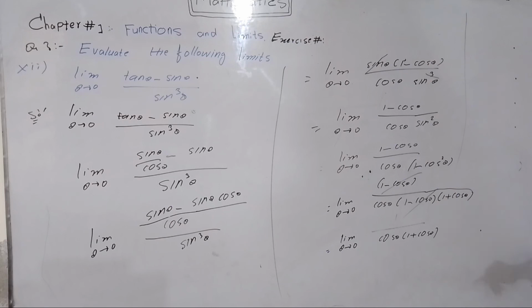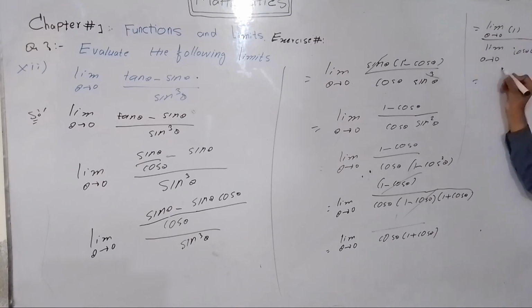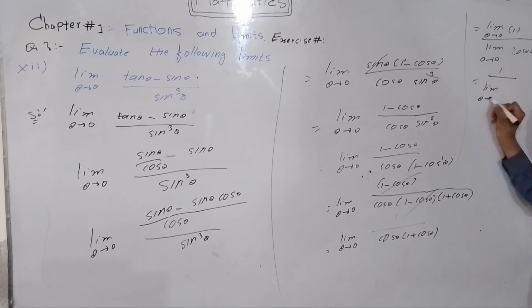Next, by using the quotient rule of limits, limit theta approaches 0 of 1 divided by limit theta approaches 0 of cos theta into (1 plus cos theta). Limit theta approaches 0 of 1 is equal to 1, divided by, using the product rule of limits, limit theta approaches 0 cos theta dot limit theta approaches 0 (1 plus cos theta), which is equal to 1 divided by cos 0 into (1 plus cos 0). Cos 0 is equal to 1, so it is 1 divided by 1 into (1 plus 1), which is equal to 1 divided by 2, which is the required solution.